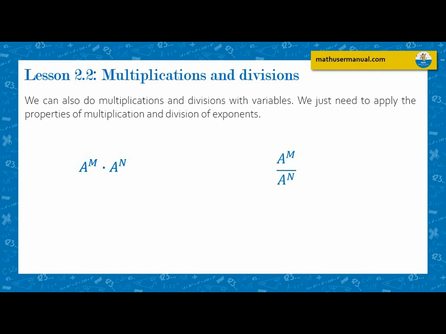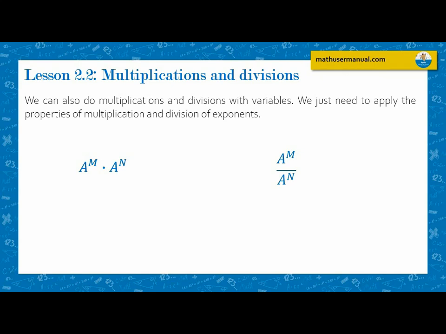In lesson 2.1, we learned how to do additions and subtractions with variables. In lesson 2.2, we go a step further and we learn how to do multiplications and divisions. But before we can do multiplications and divisions, we need to remember two important properties of exponents.